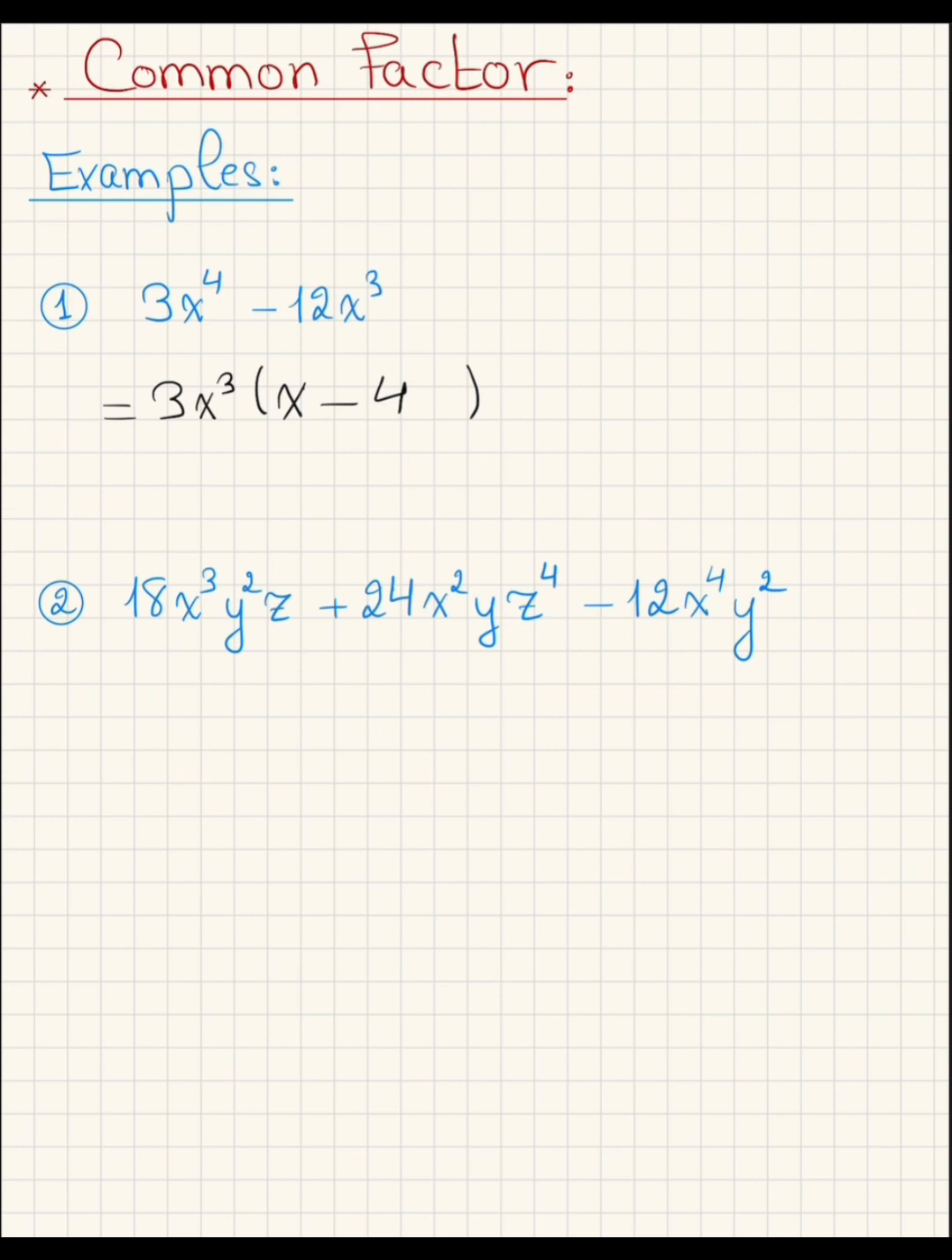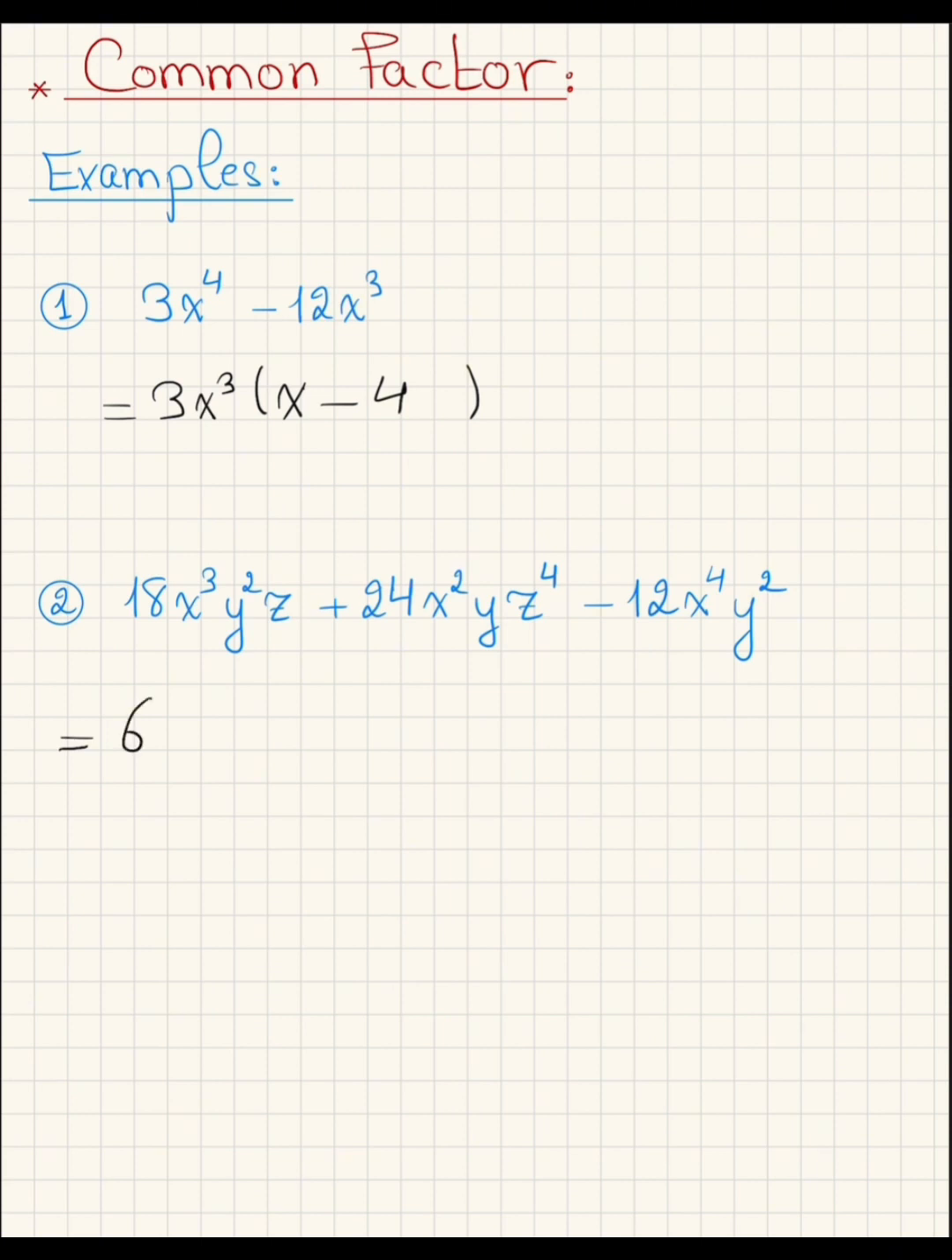Similarly, in the next example, we have 3 terms here, 1, 2, and 3. We start with the numbers. So we have 18, we have 24, and we have 12. What is the greatest possible common divisor here? Well, it is 6. 6 divides 18 as well as 24 and 12. Again, I repeat, you might say, well, 3 is a common divisor. Yeah, but it's not the greatest common divisor, so it has to be the greatest common divisor. So it is 6.